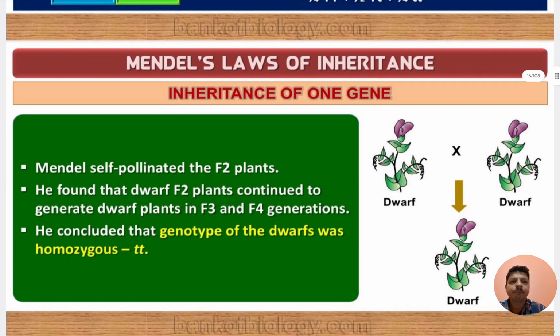And Mendel self-pollinated the F2 plants. He found that the dwarf F2 plants continued to generate dwarf plants in the F3 and F4 generations. He concluded that the genotype of the dwarf plant was homozygous, that is small t and small t.